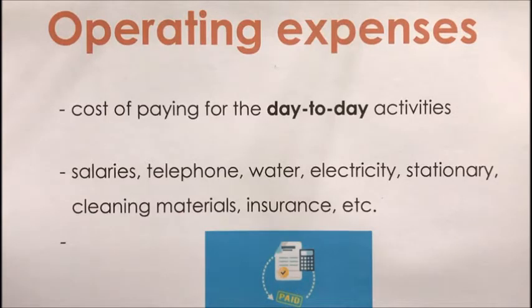So what do you need in order for your workers to do their jobs? You need the telephone, you need water, electricity, stationery like paper and pens. You even need cleaning materials and to pay for insurance. You also have to pay salaries of your workers. So operating expenses are basically all the activities you pay for on a month-to-month, day-to-day basis. It's the small expenses that heap up at the end of a month, and you need them to carry out your day-to-day activities.